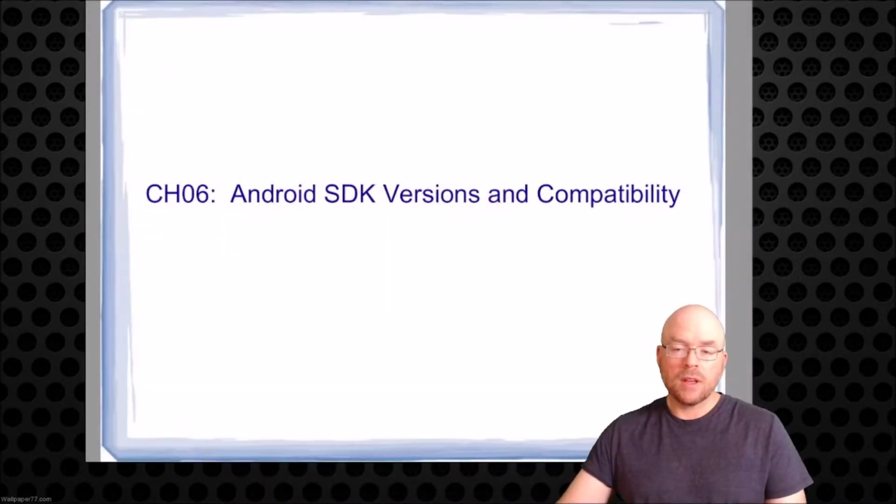Hi guys, welcome back. We're going to go ahead and get you started on your next chapter, which is chapter 6 in our Android programming class using Java. This chapter is going to be a shorter one, and we're going to discuss the Android Software Development Kit, the SDK, and compatibility. All right, so let's get started.